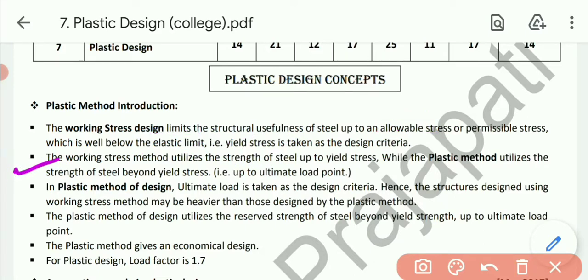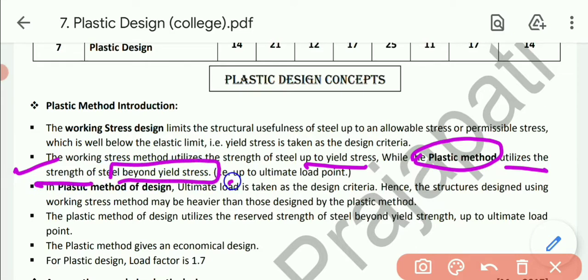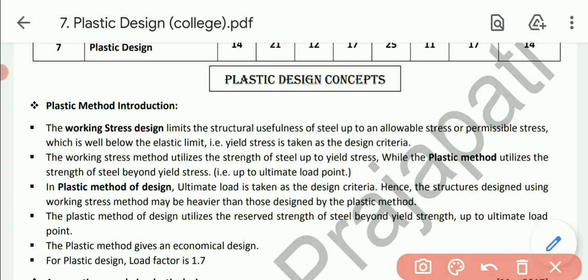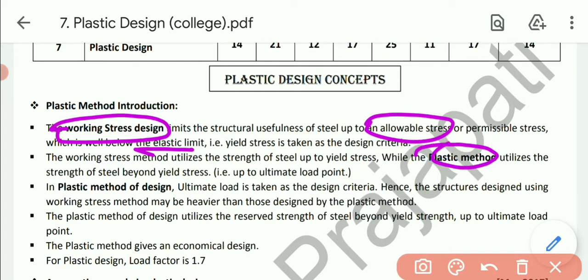Next point, the working stress method utilizes the strength of steel up to the yield stress, as we discussed in the previous statement, while in case of the plastic method it utilizes the strength of the steel beyond the yield stress, for example up to the ultimate load point. So the working stress method uses the steel up to the allowable stress, which is well below the elastic limit, while the plastic method utilizes the strength of the steel beyond the yield stress. So it uses steel up to a higher category compared to the working stress method.